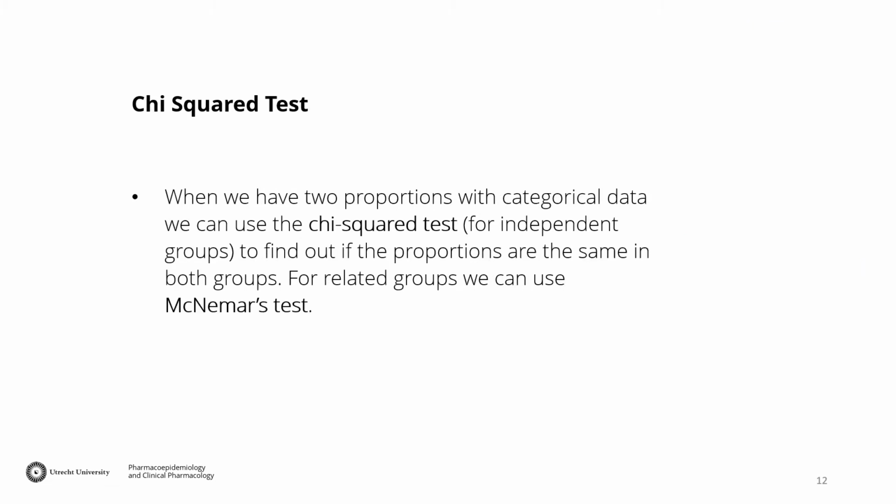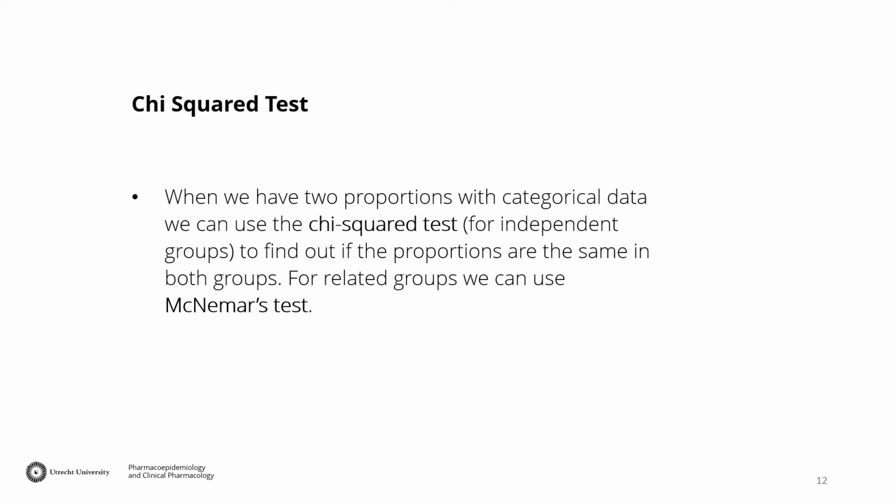And now we move to the chi-square test. When we have two proportions with categorical data, we can use the chi-square test to find out if the proportions are the same in both groups. That was for two groups that are independent. If we have two related groups, we will use another test called McNemar's test.